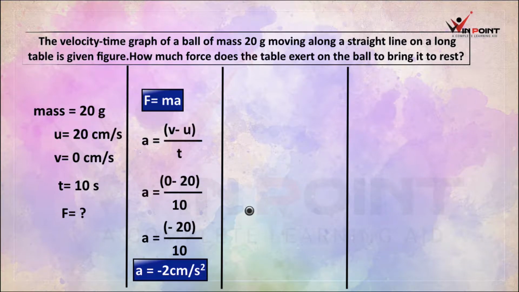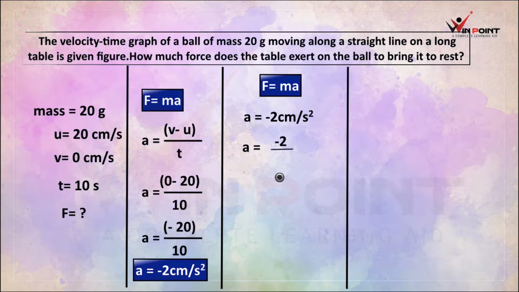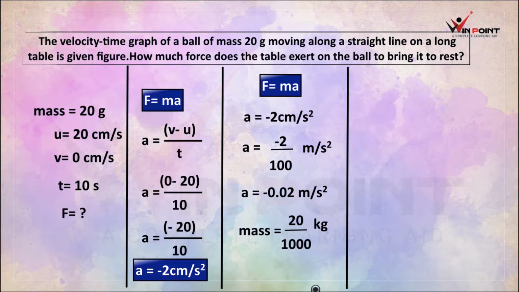Now we need to find the force. Force equal to ma, and the acceleration is minus 2 centimeter per second square. We need to convert this centimeter into meter. How can we convert centimeter into meter? To convert centimeter into meter we need to divide it by 100. Then a is equal to minus 2 by 100 meter per second square, which is minus 0.02 meter per second square. The mass is given in grams. We need to convert that into kilogram: 20 by 1000. Mass equal to 0.02 kilogram.